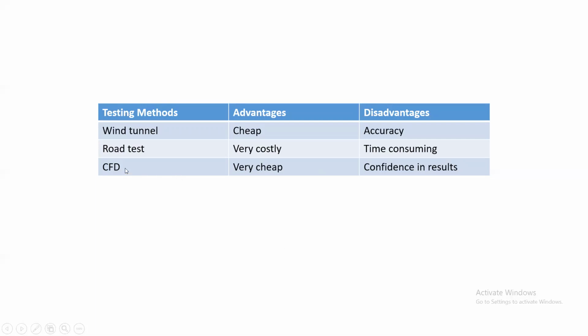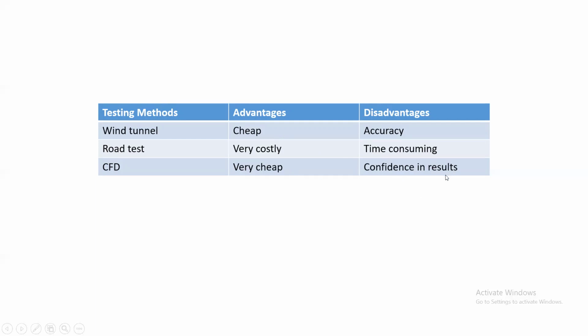Now another option comes for us, CFD. If you choose CFD, just take a computer, create a CAD model, and do the simulation. It will be very cheap. There is no need to create any automobile or any goods carrier. You only have to create a CAD model and run it. So it is very cheap. This is the big advantage.